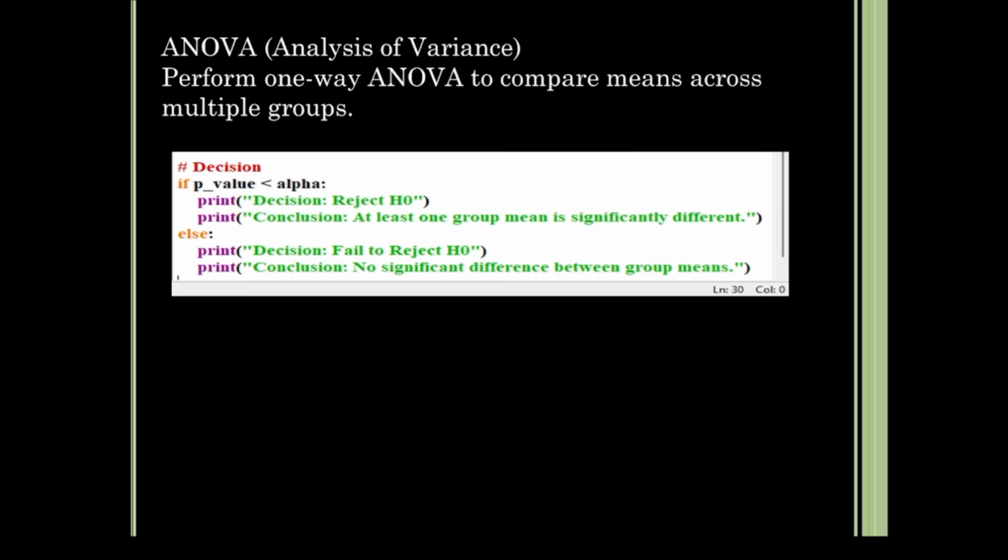Next, we have if p_value is less than alpha. If p is less than 0.05, it rejects H0, that is the null hypothesis, and then it prints the conclusion: at least one group mean is significantly different. Else, if it is greater than alpha, it will print the decision: fail to reject the null hypothesis, and the conclusion will be no significant difference between group means.